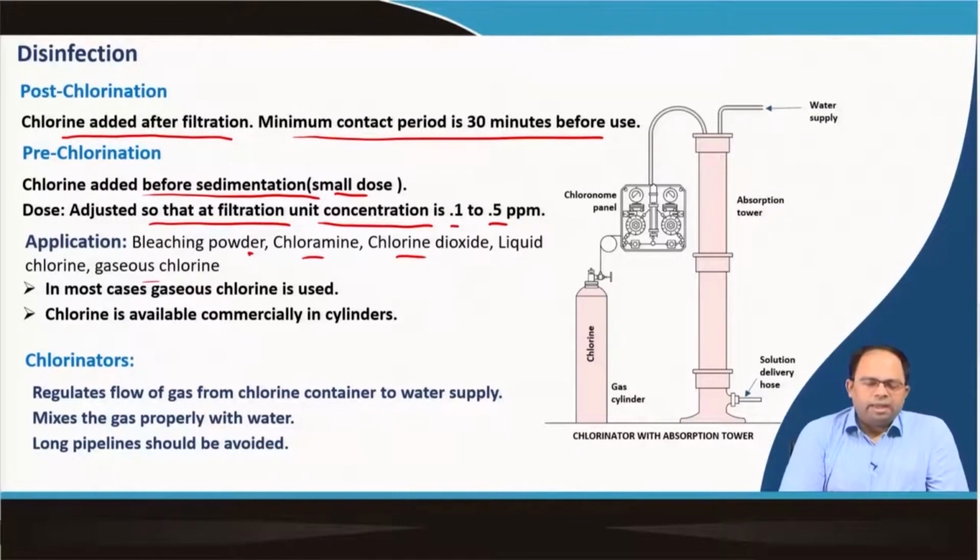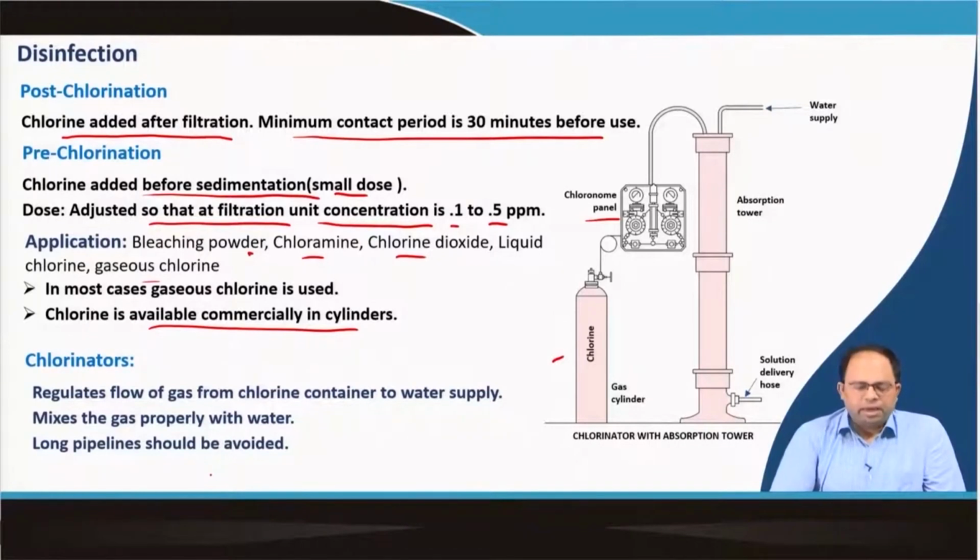So, in a treatment unit, we usually go for gaseous chlorine, and it is available in commercial cylinders, as you can see in this particular image, and we use chlorinators. This is a panel through which we can control the flow. So, we use chlorinators, which regulate the flow of gas from the chlorine container to the water supply, and this mixes the gases properly with water, and long pipelines are usually avoided for this kind of process.